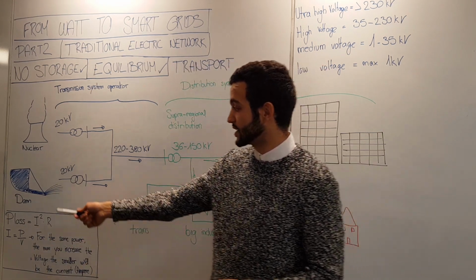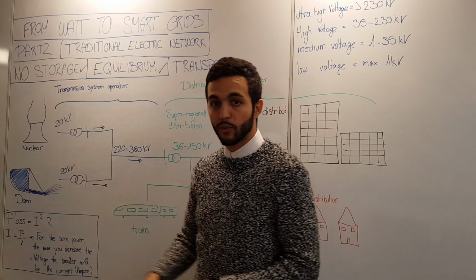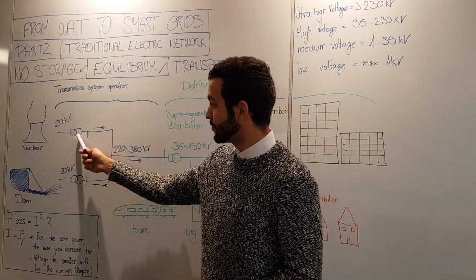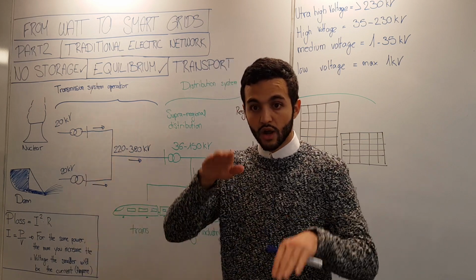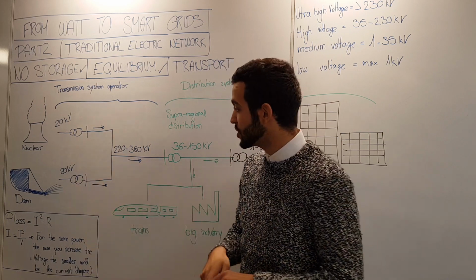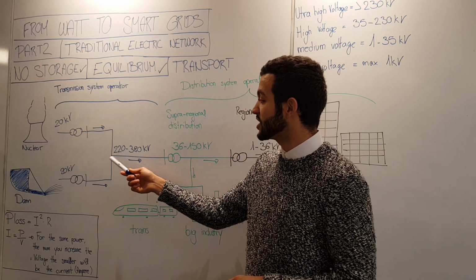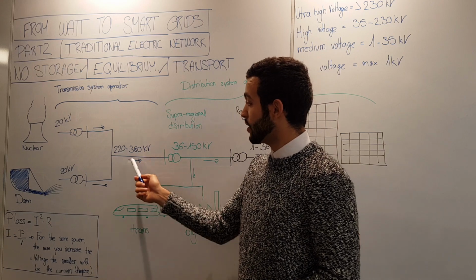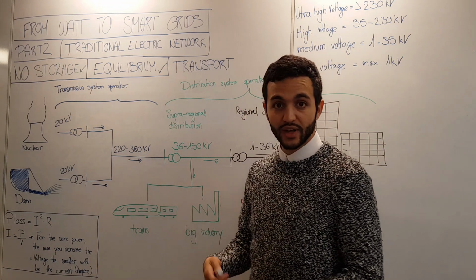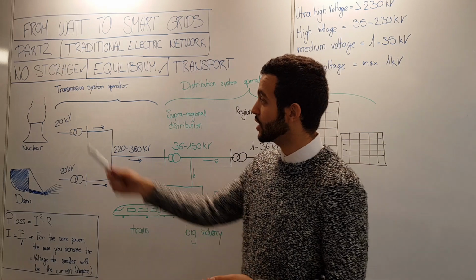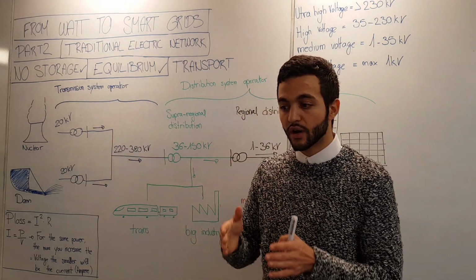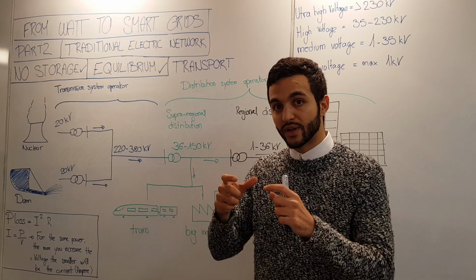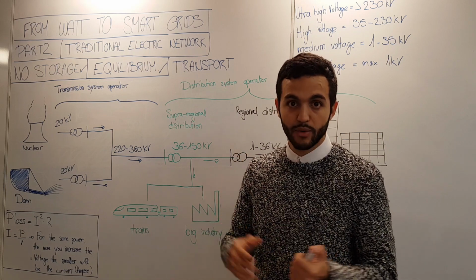So let's start with our examples. We have a dam and a nuclear power plant, both produce at 20 kilovolts, and through the transformer, which is the device which allows you to change the level of voltage and amperage, you will reach a voltage between 220 and 380 kilovolts. So this is the highest voltage you can have in a single system because it's on the transmission. The transmission is where electricity is supposed to travel big distances. So your goal will be to increase the voltage as much as possible in order to limit the power loss.